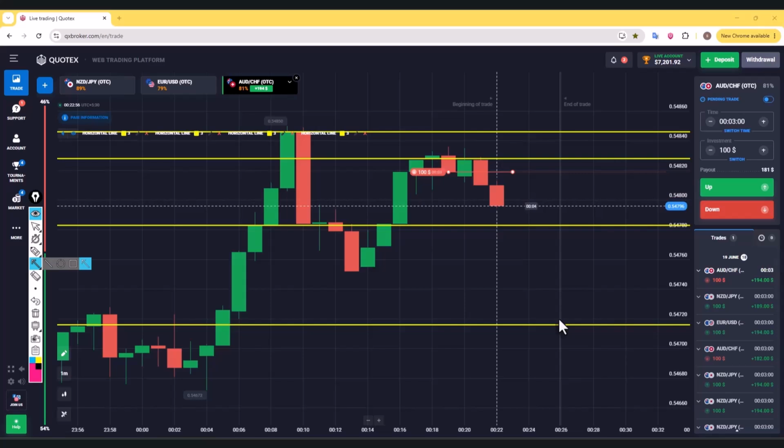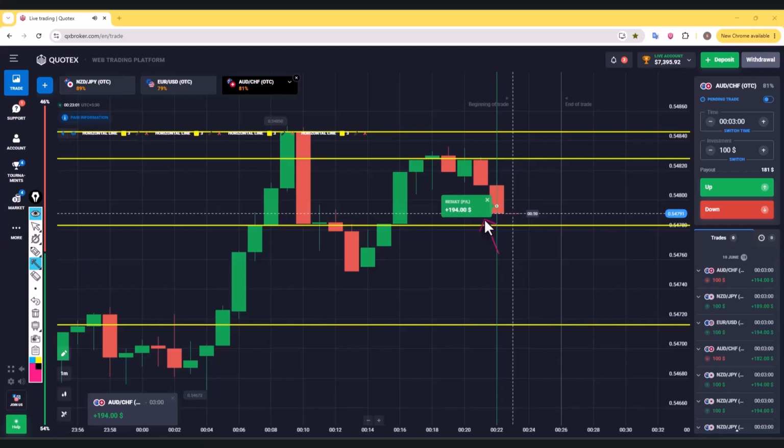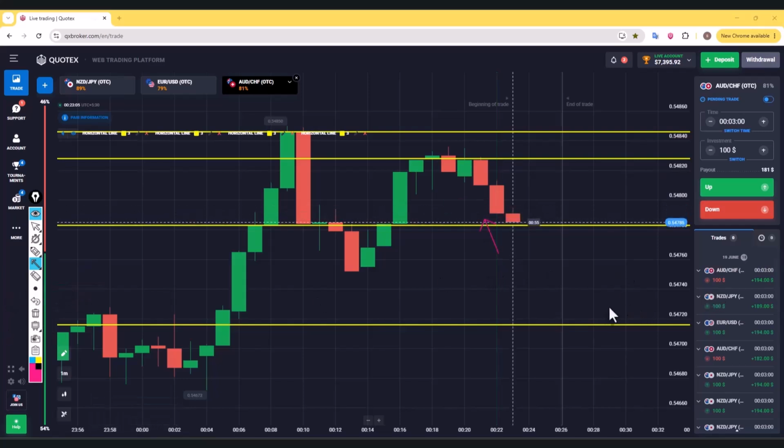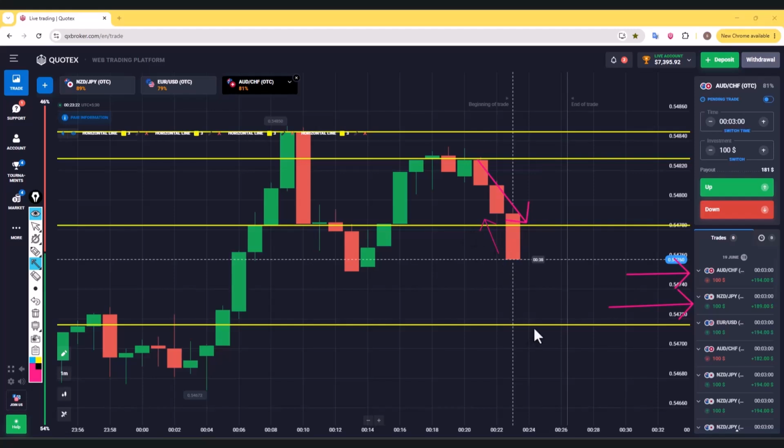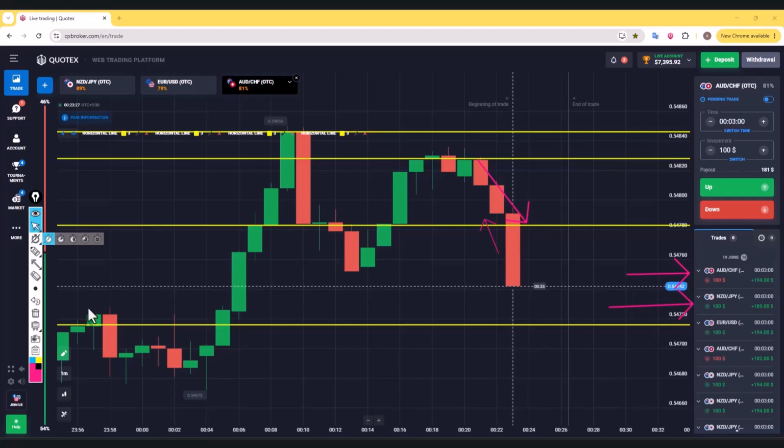Well, just a few more seconds, and this trade of ours also closed with profit, giving us $194 in profit on a $100 trade. This was our first trade, and this is our second trade, which actually gave us a net profit of $94. We see a strong trend forming here, and it was so powerful that even our lower level was broken. This shows how powerfully the sellers have entered the market and are pushing the price down.